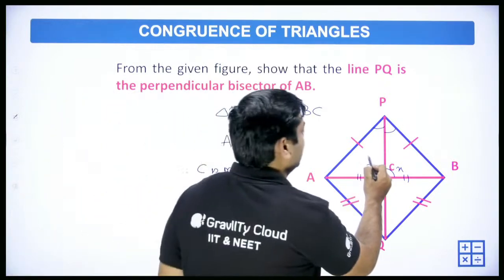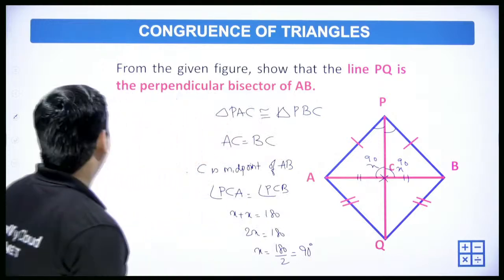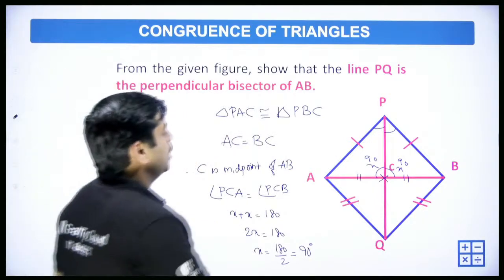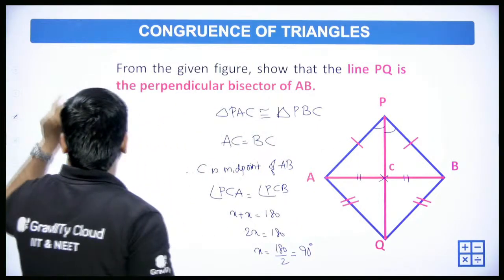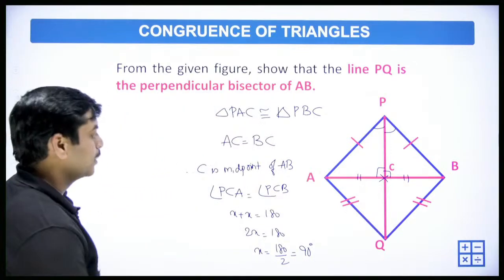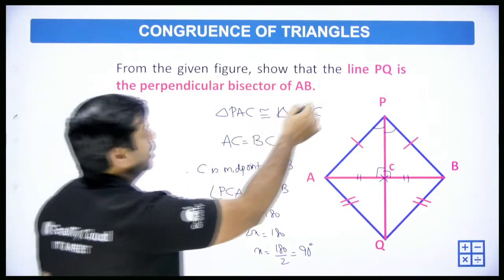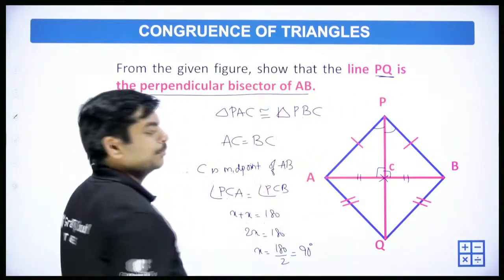So this angle is 90 degrees as well as this angle is 90 degrees. So we can say that these two lines are perpendicular. So we can say that this line is a perpendicular bisector. Therefore, we can say that the line PQ is the perpendicular bisector of AB.